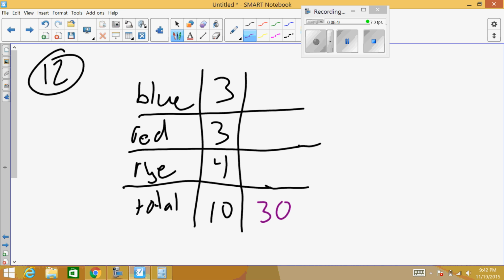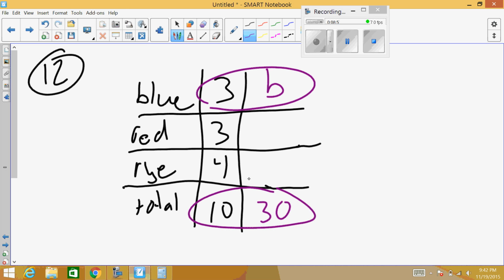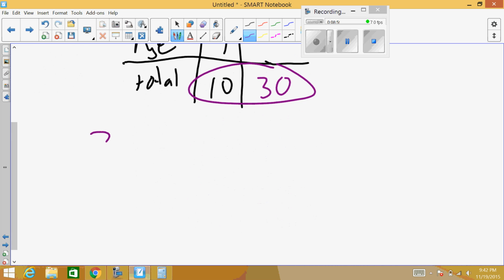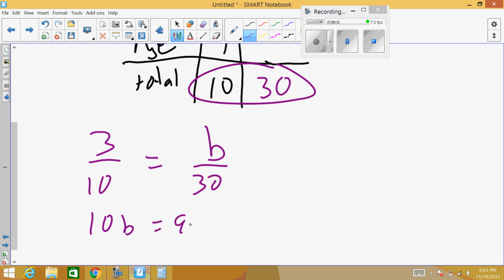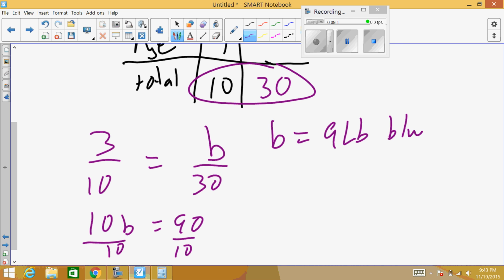Okay, now I've got to do each one of these separately. First it says I want to know how many of each type of grass that I have, how many pounds. So I'm going to go with my blue first, my bluegrass. So now I've got full rows: 3, B, 10, 30, and B equals 90. Looks like I get that B equals 9 pounds bluegrass seed.